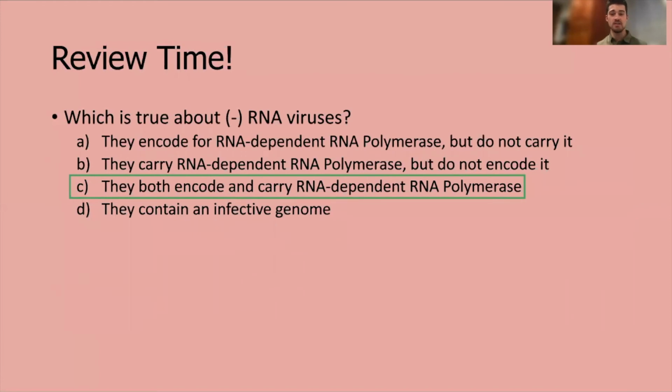B, they carry RNA-dependent RNA polymerase, but they do not encode it. Doesn't really make too much sense, because in order for them to carry it, they would have to encode it. So that was more of a distractor. Because again, these host cells do not create RNA-dependent RNA polymerase, so it has to be the virus that's encoding. C, as we said, they both encode and carry RNA-dependent RNA polymerase.